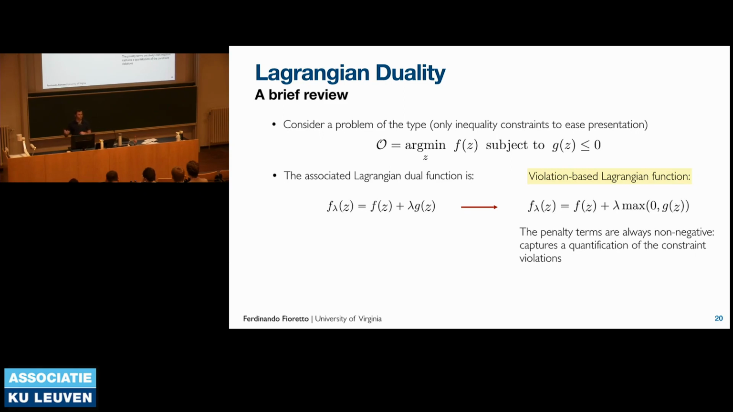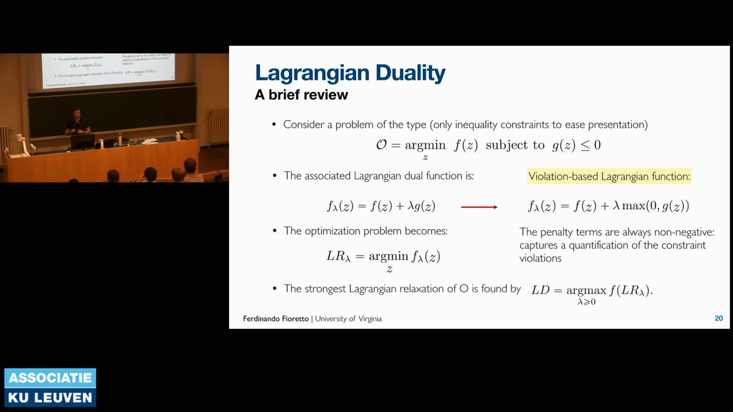You can also consider a so-called violation-based Lagrangian dual function, where all the constraints here are restricted to be non-negative. And then what we would like to do is reframe this optimization problem so that we can find the best z, the argmin of z, with respect to this Lagrangian dual parameterized by lambda. And then to find the best possible relaxation of the original problem, we maximize, so we find the best lambda, the largest lambda, across all possible Lagrangian dual functions.